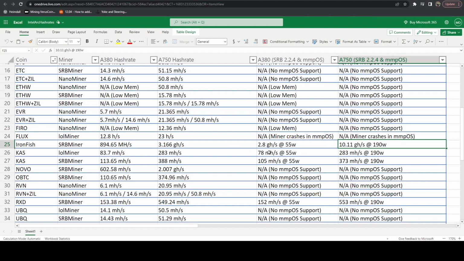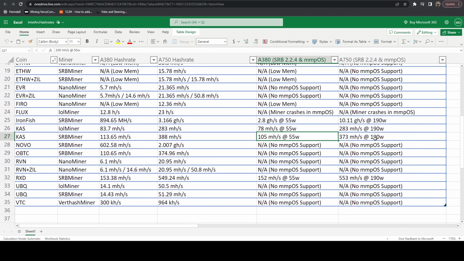Caspa only, we got 78 mega hashes at 55 watts on the 380 and 283 mega hash at 190 watts on the A750. That was with LOL Miner. With SRB Miner, it was a little bit better: we were able to achieve 105 mega hash at 55 watts on the 380 and 373 mega hash on the A750. Once again, Nova, Optical Bitcoin, Raven aren't working in mmpOS. Radiant only, we got 152 mega hash a second at 55 watts on the A380, 553 mega hash a second at 190 watts on the A750.